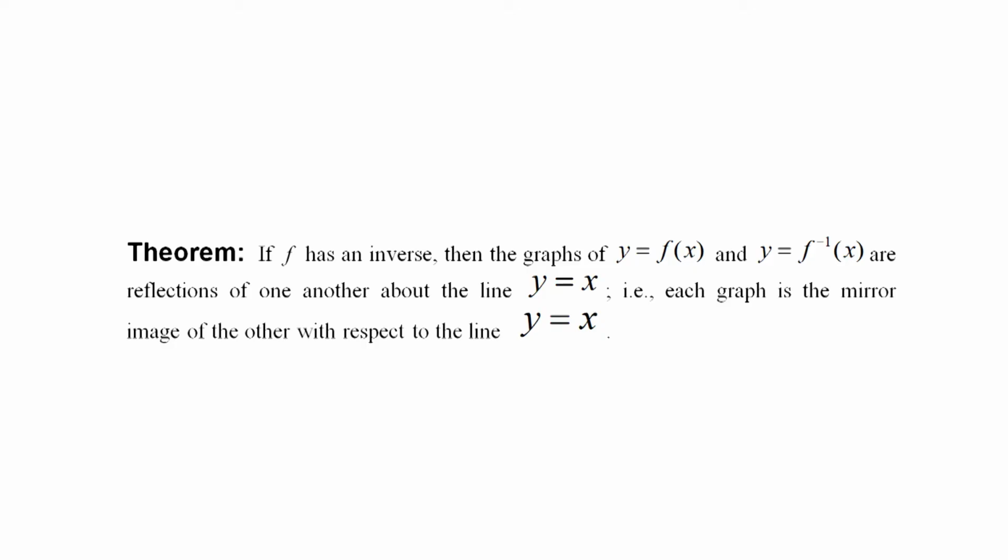We summarize this as a theorem. If f has an inverse, then the graphs of y equals f(x) and y equals f inverse of x are reflections of one another about the line y equals x. That is, each graph is the mirror image of the other with respect to the line y equals x.